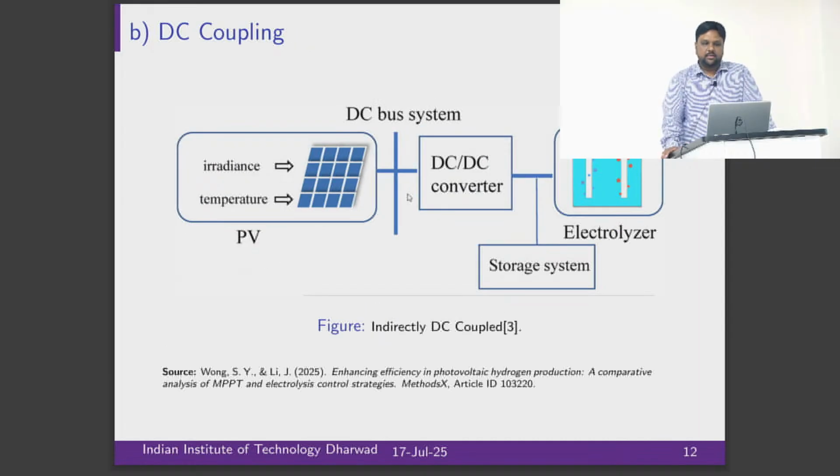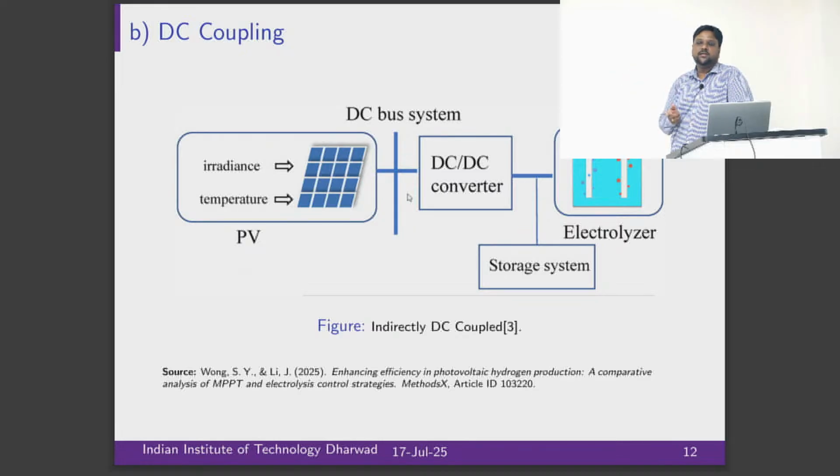If you have a DC bus system, then you will have a DC-DC converter. Sometimes the storage system is optional. If you can have a storage, it's okay. Storage means a battery energy storage. And what happens in hydrogen production, if you are directly taking from solar, solar power is not available at night. So hydrogen production will be stopped. So at that time the battery can be a backup.